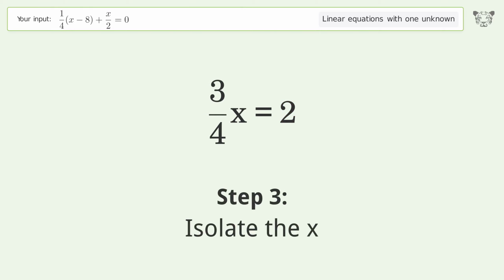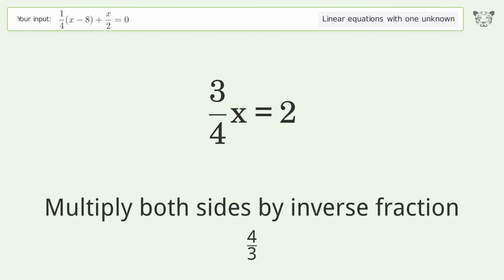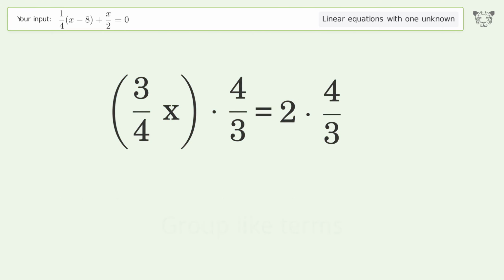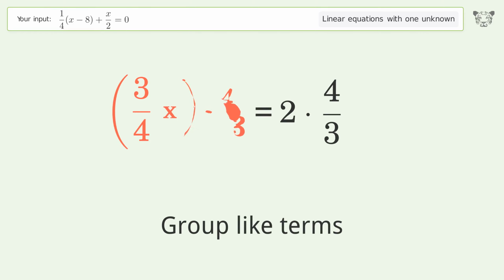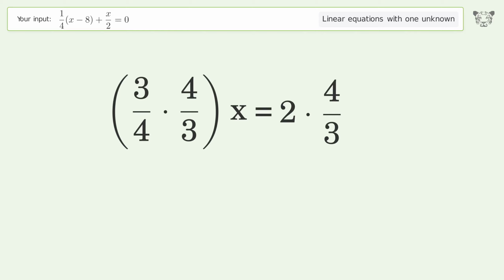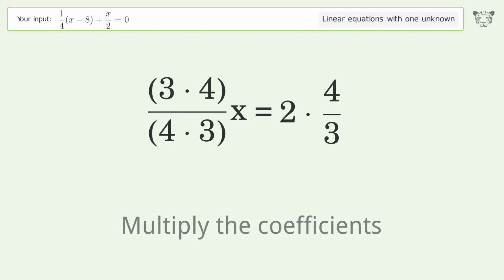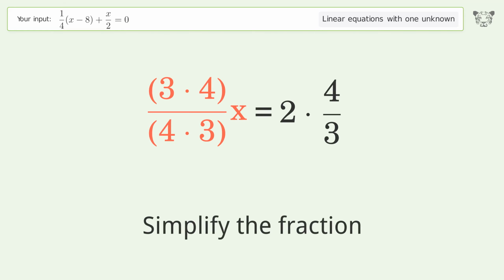Isolate the x. Multiply both sides by inverse fraction 4 over 3. Group like terms. Multiply the coefficients. Simplify the fraction.